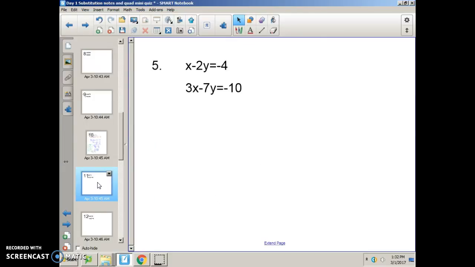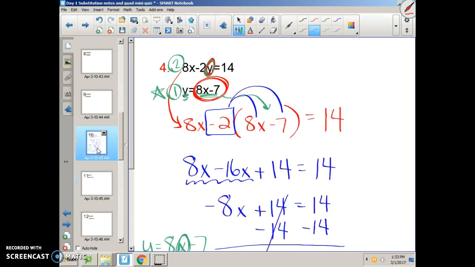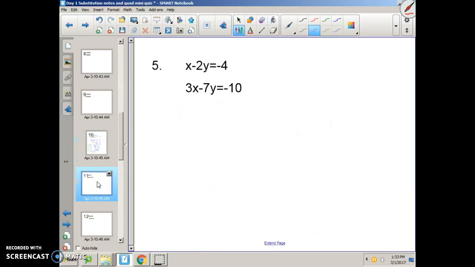Alright, now if you look at number 5, compare it to the other problems. What do you notice is different about this one that we didn't really have to deal with in the other ones? Go ahead and take a look. Think it through. What's different here? In the other problems, x or y was already by itself. We didn't really have to do that first step of getting a variable by itself. Here, however, we're going to have to do a little bit of work.